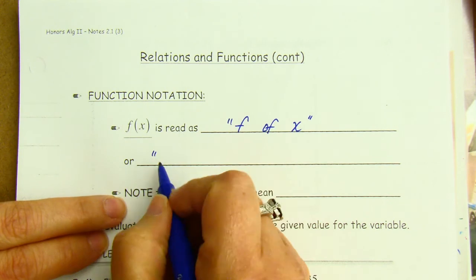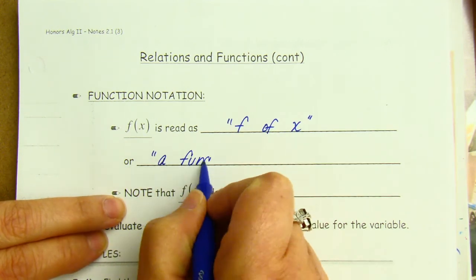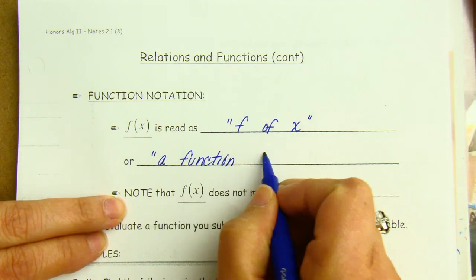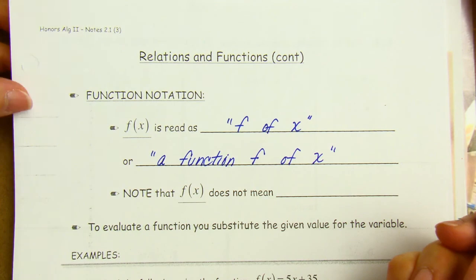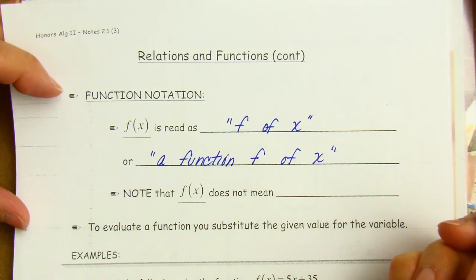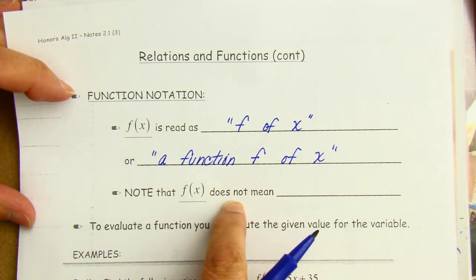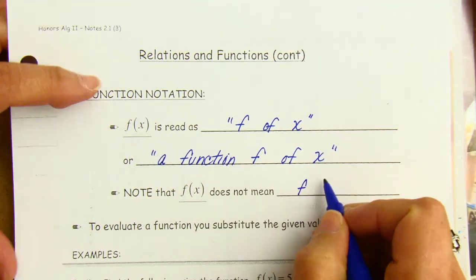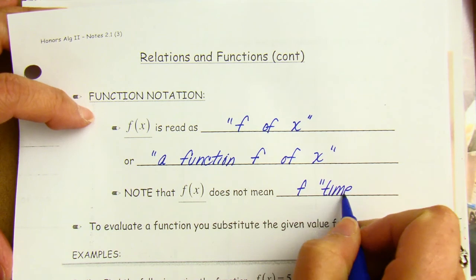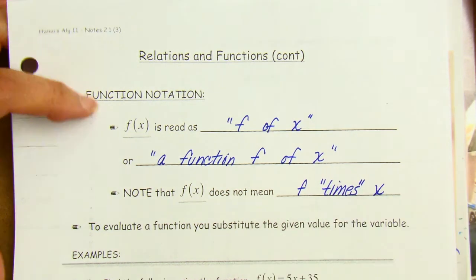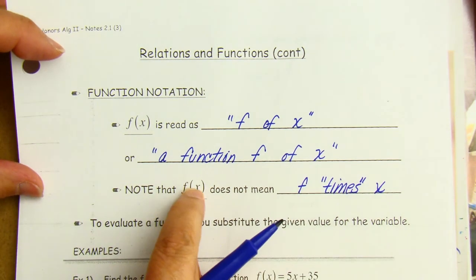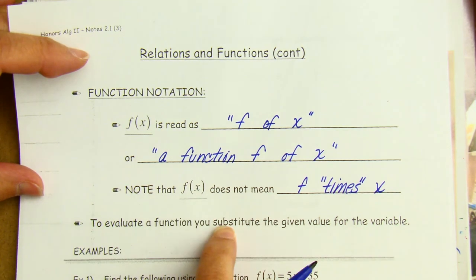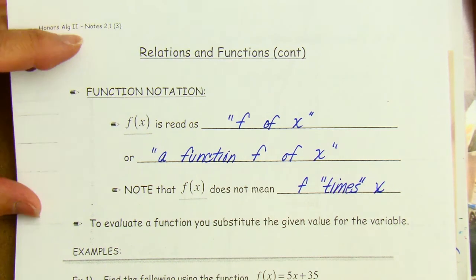Sometimes you'll hear it referred to as a function f of x. Either phrase works for this. Note that f of x does not mean f times x. It means we're going to evaluate the function at whatever this value is inside the parentheses. To evaluate a function, all you simply do is substitute the given value for the variable.